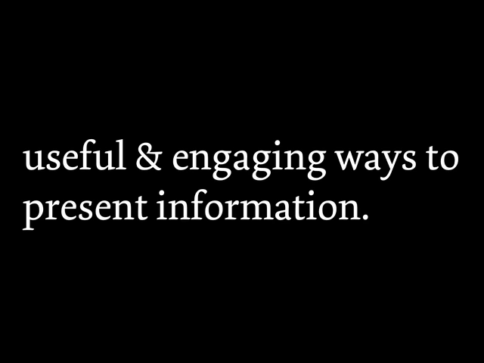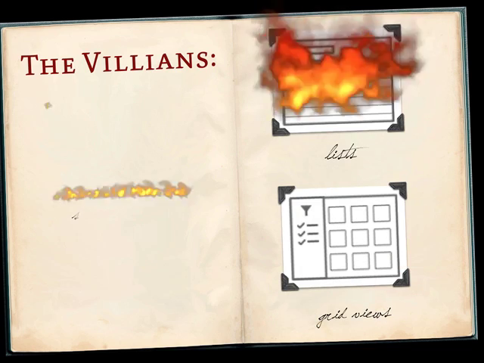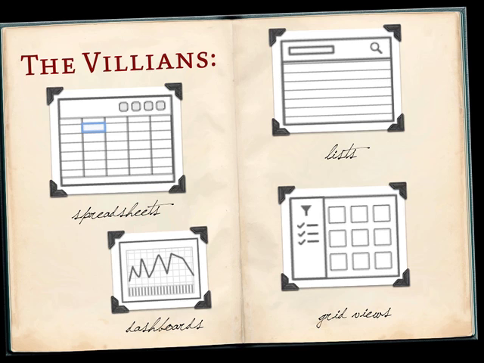But more than these before and after examples, in the process I'll be talking about why we don't see more things like this. And I think it's because we've surrounded ourselves with these villains. And you'll recognize some of these. They go by names like grid views, lists, dashboards, spreadsheets. We see these in websites and web apps and software.